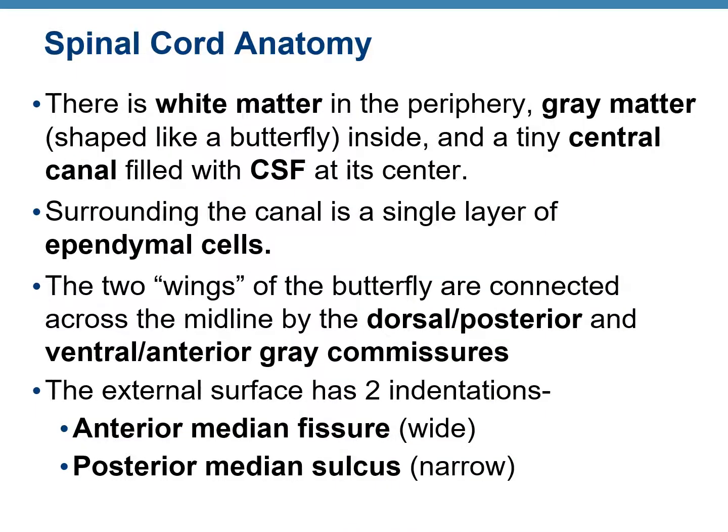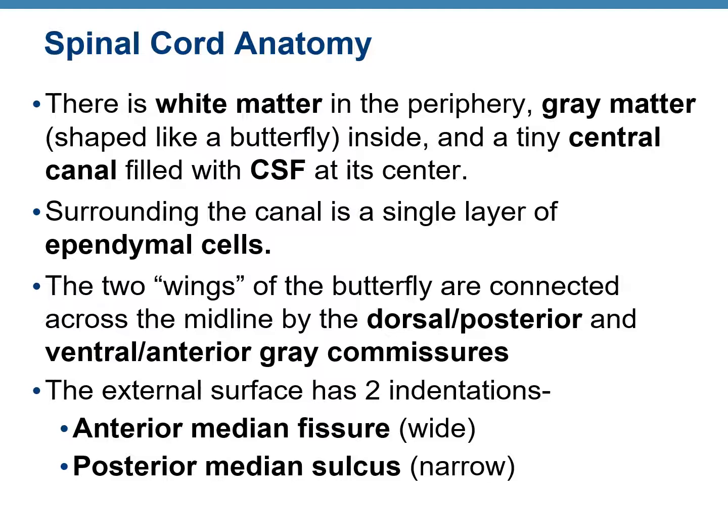Spinal cord anatomy. If you look at the transverse section of a spinal cord under the microscope, you will see a butterfly-like structure which is made up of gray matter. And surrounding this gray matter is the white matter. There is also a tiny opening called the central canal right at the center, and this central canal is filled with the cerebrospinal fluid. Now the lining of the canal has ependymal cells, which are ciliated cells and that help in the circulation of CSF.